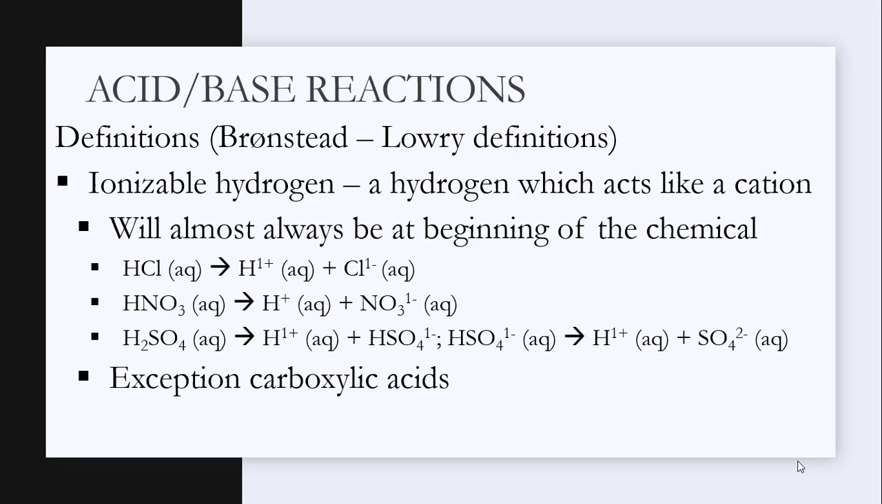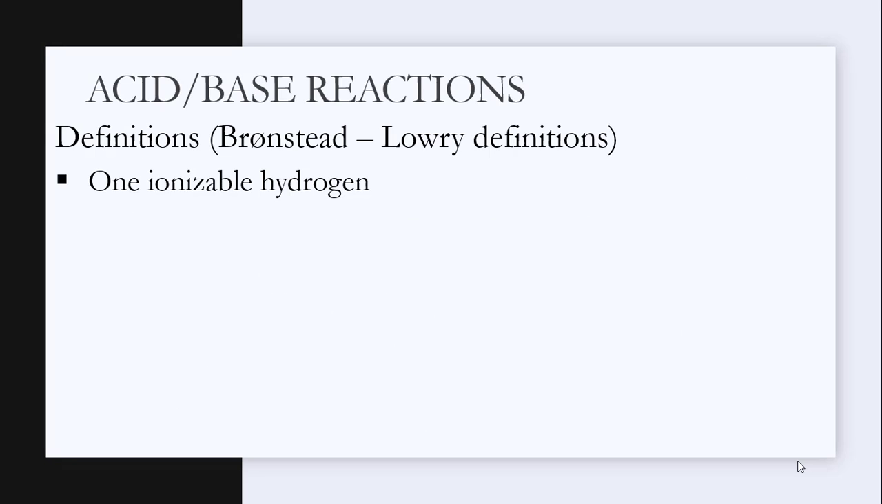Now, the carboxylic acids, which is a class of acids, are sometimes written differently, and they will end with COOH. This is ethanoic acid, more commonly known as acetic acid, the chemical which gives vinegar its distinctive odor and taste. This is butanoic acid. In both cases, the hydrogen at the end of the molecule is ionizable, but the remainder are not.